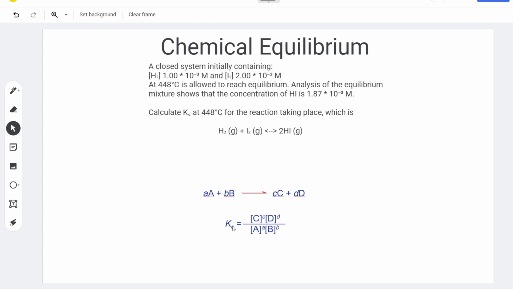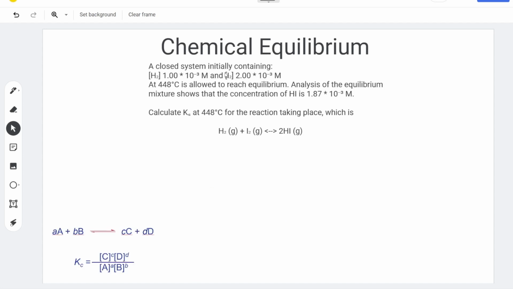Now the equilibrium constant deals with molarity, meaning that the numbers that we input into this equation must be in molarity. However, the equilibrium constant is not a measure of molarity, but it's just a ratio of products over reactants. So let's look at the problem.